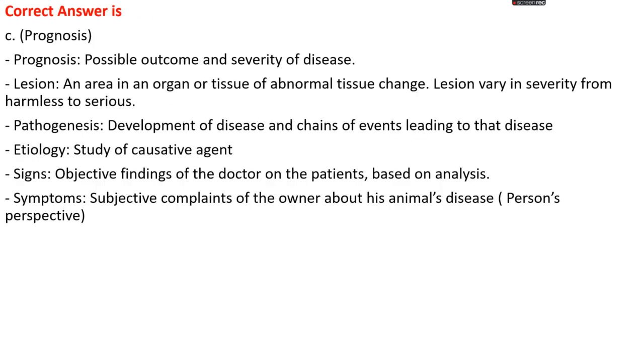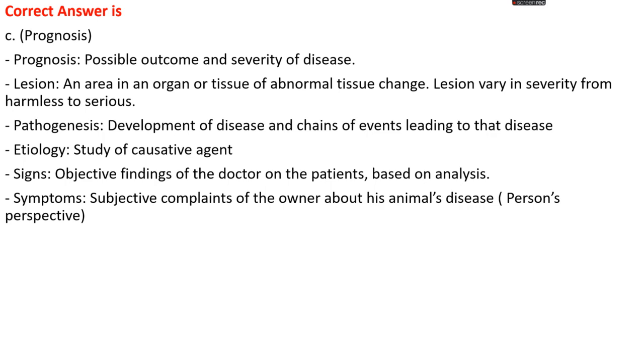Actually, prognosis is the possible outcome and severity of disease, while a lesion is an area in an organ or tissue of abnormal tissue changes. Lesions vary in severity from a harmless form to a serious form, while pathogenesis is the process of development of disease, and it includes the chain of events leading to that disease.